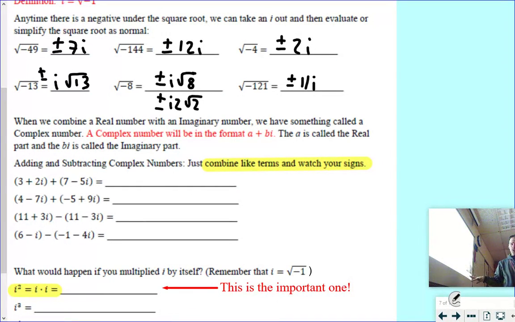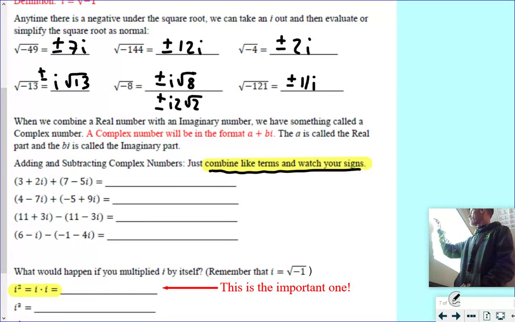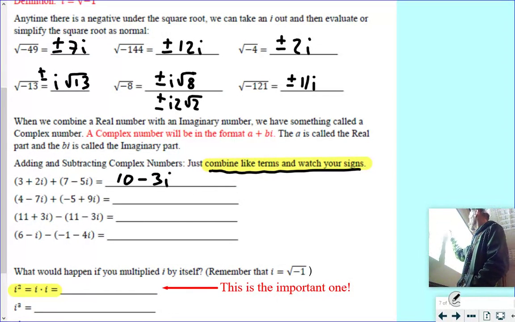This is super straightforward. All it is, just like you see highlighted right there, all you've got to do is combine like terms, which you've been doing for years now. Right? Combine like terms and just watch your signs as you always do. So if you look at the first example, 3 plus 2i plus 7 minus 5i, I can do 3 plus 7, which is 10. And then I can do 2i plus negative 5i, which is negative 3i. And that's your answer. You're done.